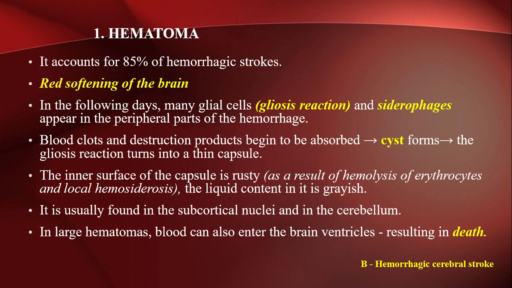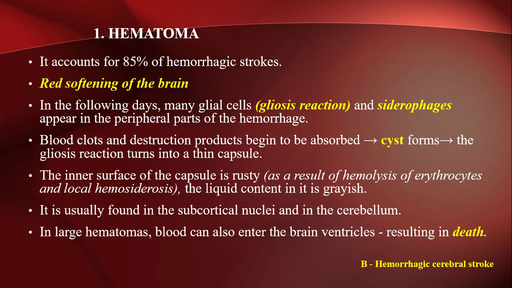Hematoma accounts for 85% of hemorrhagic strokes, and here the red softening of the brain develops. In the following days, mainly glial cells and siderophages appear in the peripheral parts of the hemorrhage. Blood clots and destruction products begin to be absorbed and form a cyst. The gliosis reaction turns into a thin capsule.